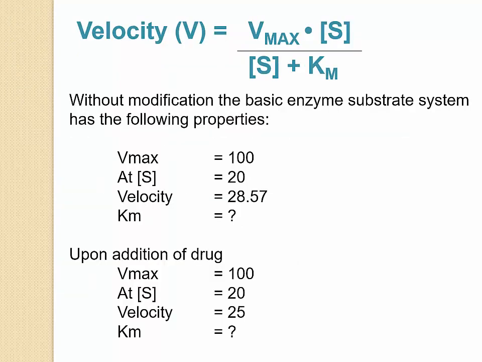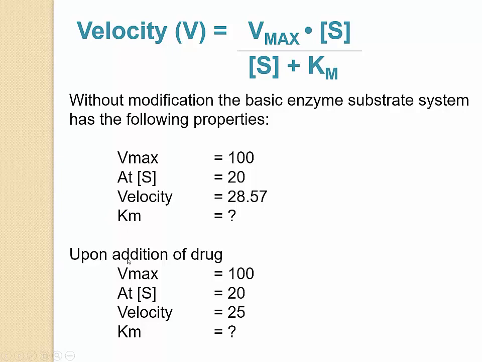So we start with our equation. Velocity equals Vmax times substrate concentration divided by substrate concentration plus Km. Remember, this is the substrate concentration that gives you this velocity. And in our control samples, we measure a Vmax of 100. I'm omitting units for now just so we can focus on what we're doing. At substrate concentration 20, you get a velocity of 28.57. We don't know the Km, but we can calculate that.